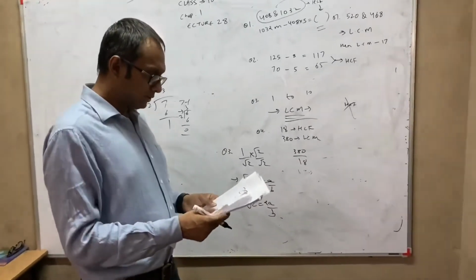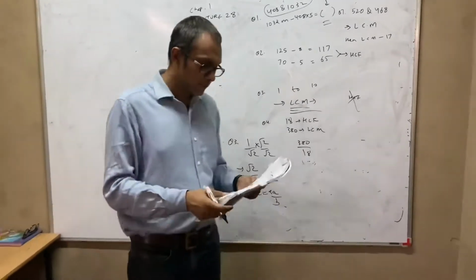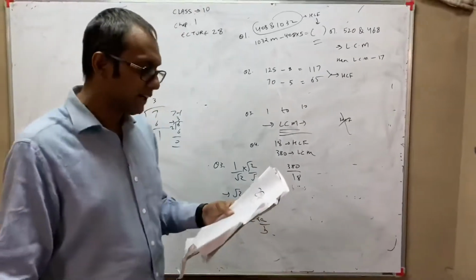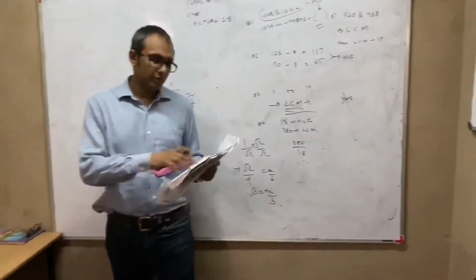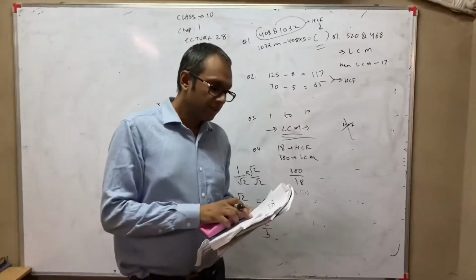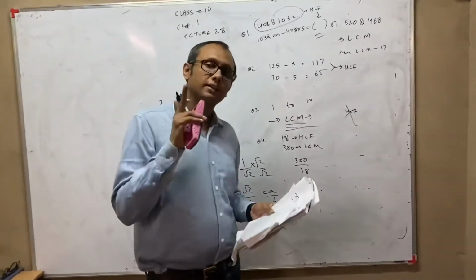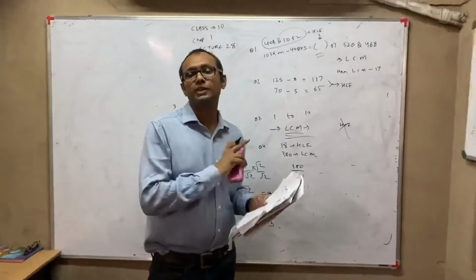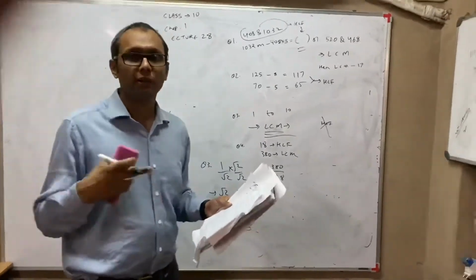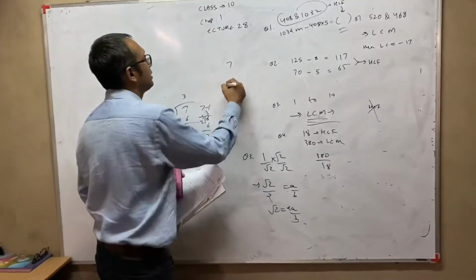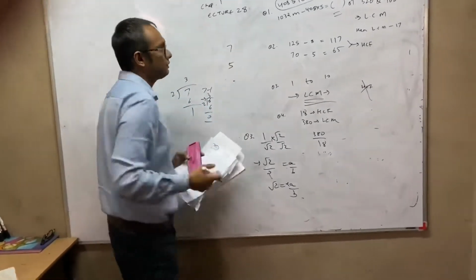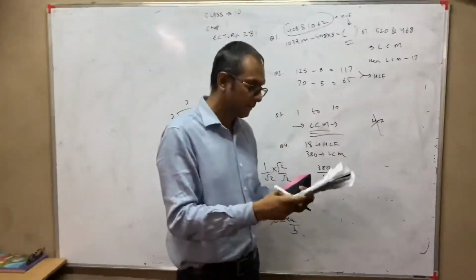Question number 5 is a normal sum using Euclid's division algorithm. Find which of the following pairs of numbers are co-prime. You will use Euclid's division algorithm, and if the HCF is 1, then you will say they are co-prime, otherwise they are not. When the only common factor between two numbers is 1, for example if the numbers are 7 and 5, the only factor is 1. Then we say the numbers are co-prime.